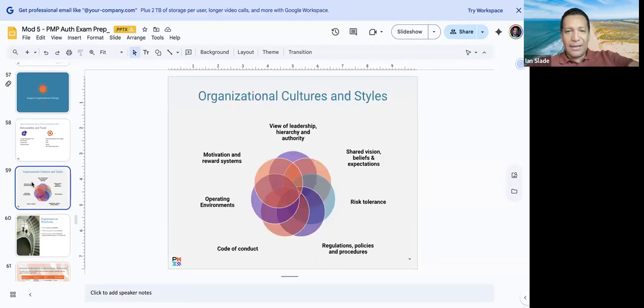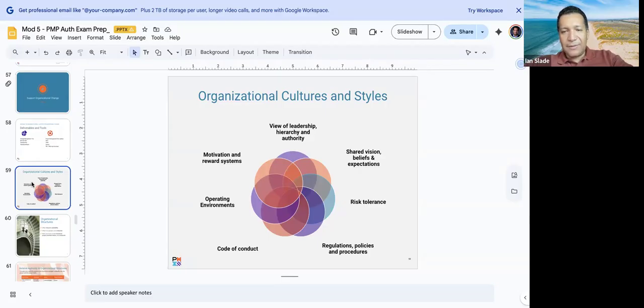Here's another way of looking at organizational culture and style. These are things that go into the organizational culture. View of leadership, hierarchy of authority. For UCLA, we're pretty flat, which means you can talk to pretty much any leader and they won't tell you, report to your commanding officer, right? We're pretty informal with the hierarchical structure, which is really good. You can bring up your ideas and not necessarily have to be constricted by following all of the steps.